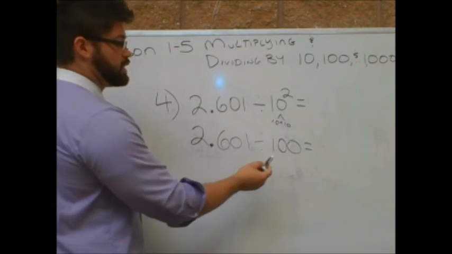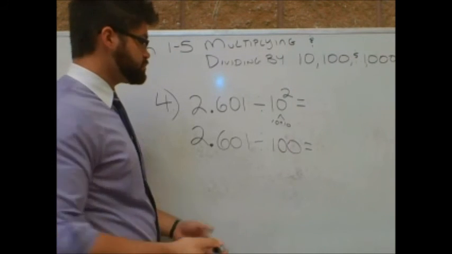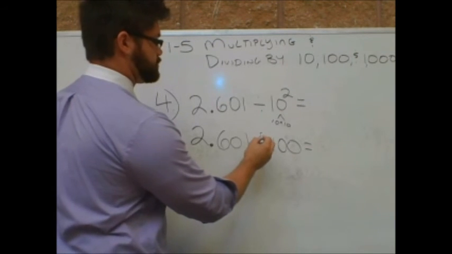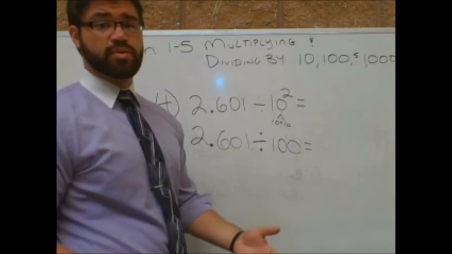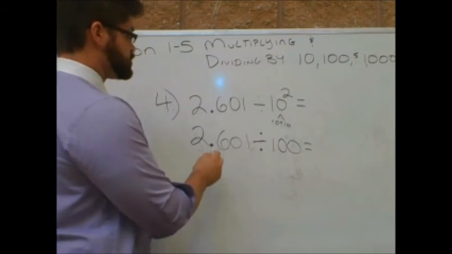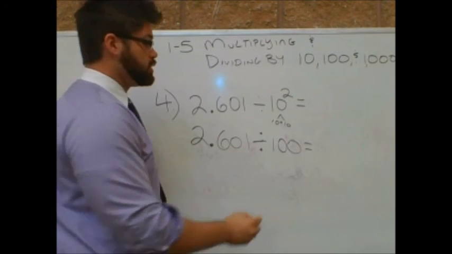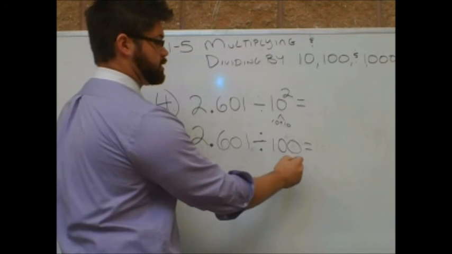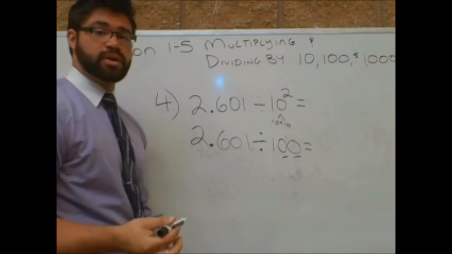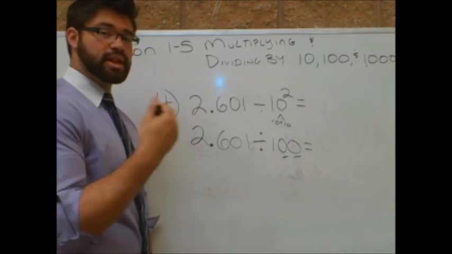So now we've got a 10, 100, or 1,000, and we know all we need to do is just move the decimal. Since we're dividing this time, that means we're moving our decimal point to the left. So 2.601 divided by 100, well, there's 2 zeros in 100, so that means we're going to move the decimal point 2 places to the left.